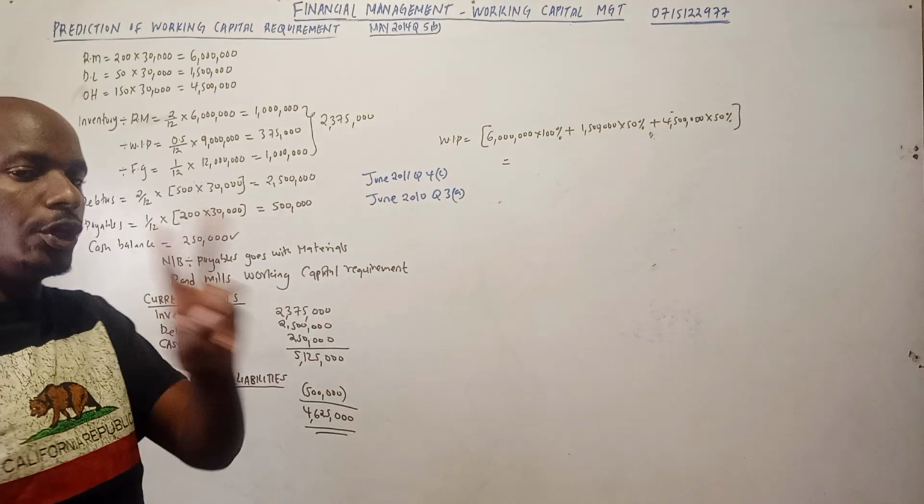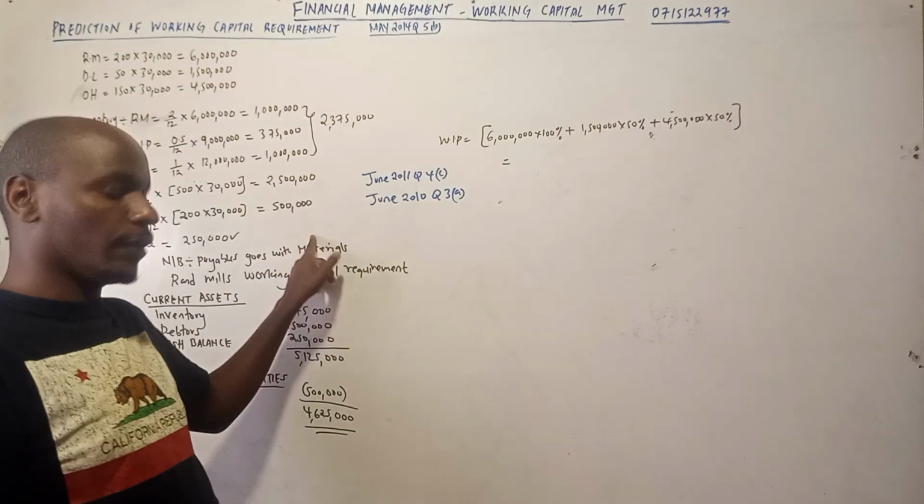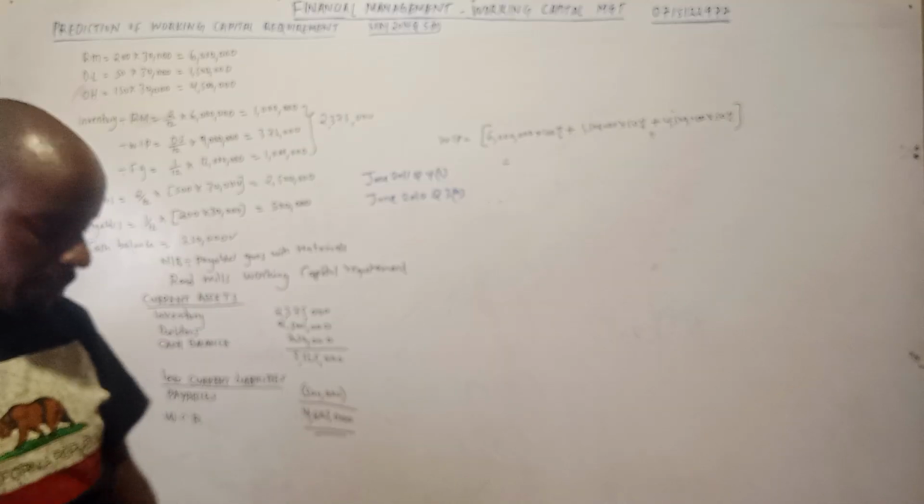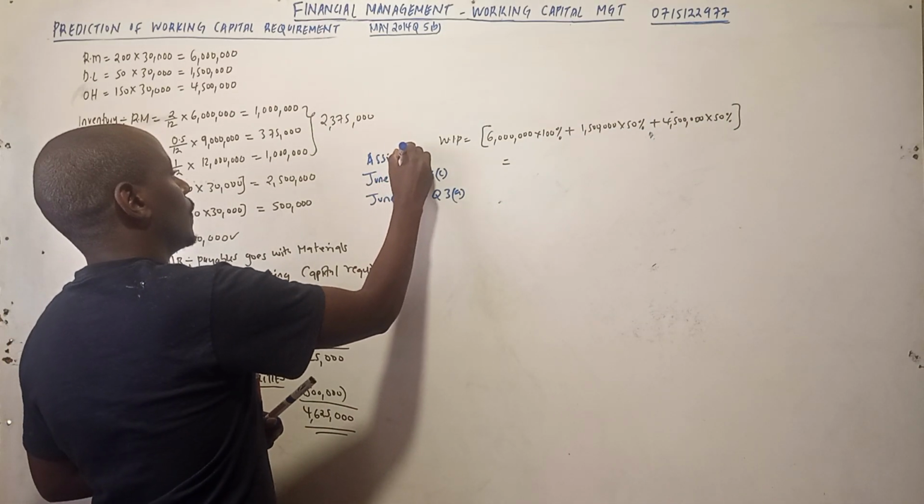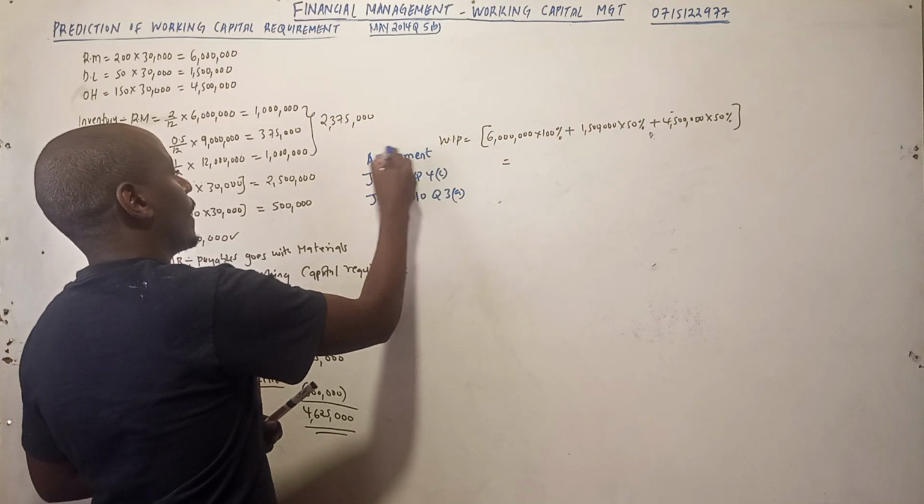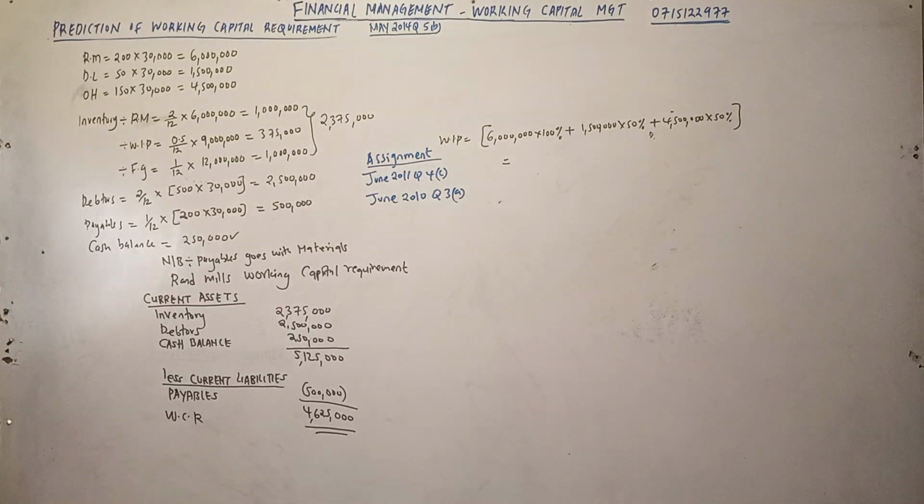How many questions are there? Four. We only have 4 questions. Two we have done, and two are your assignment. So make sure you do them. That marks the end of lesson 3, the prediction of working capital requirement. That marks the end of that topic.